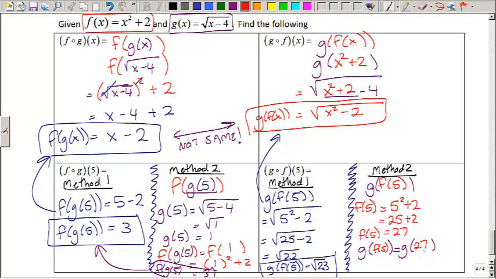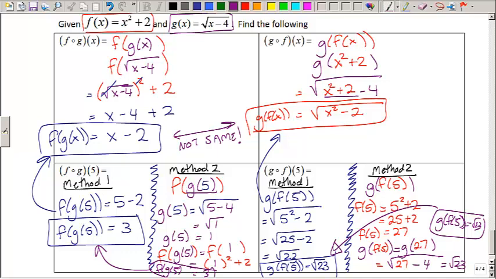Now all I have to do is take 27, the result from my first function, and plug it into my second function, or my outer function, g of x. My g of x function says the square root of x minus 4, but I know my new x is 27. The square root of 27 minus 4 is equal to the square root of 23. Therefore, g of f of 5 is equal to the square root of 23. Notice it's the same as the other solution we got using method 1.